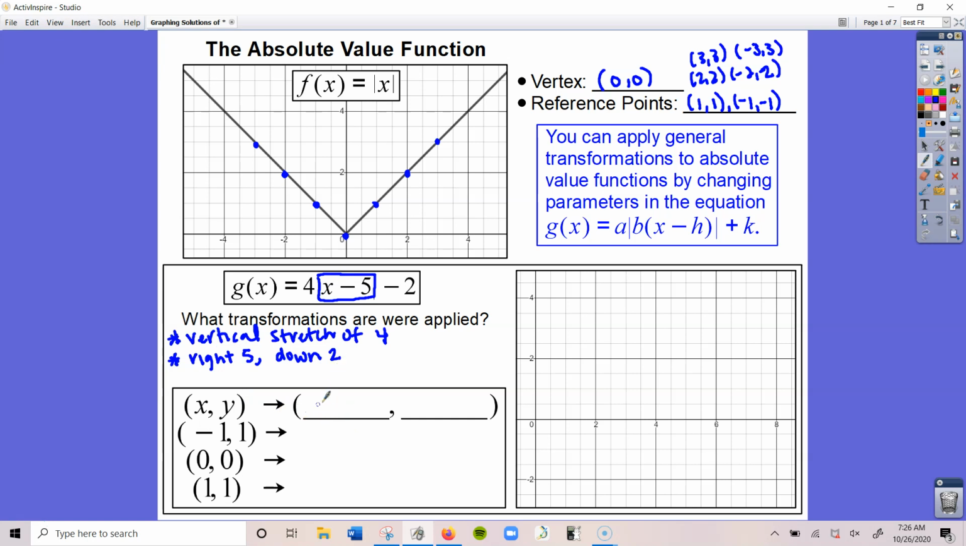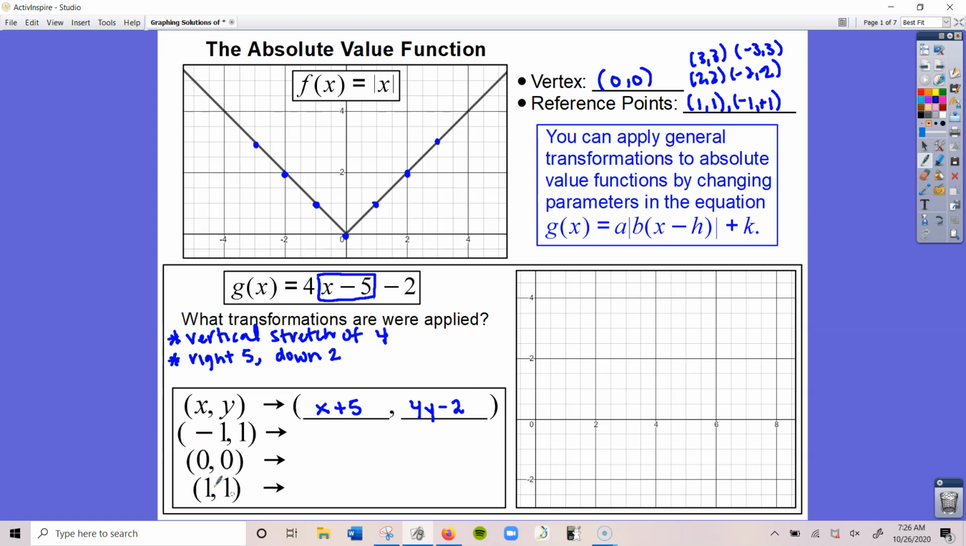So for the rule for the x's, we would say x plus 5. Now the rule for the y's is anything that's left over on the outside of the absolute value. And we have a 4 that is being multiplied and then a minus 2. Therefore, the rule for the y's would be 4y minus 2. Now these are the reference points that we initially found at the beginning. Obviously the vertex you're always going to use, and then (-1, 1) and (1, 1). And I just realized I put a negative 1 when it's a positive 1.